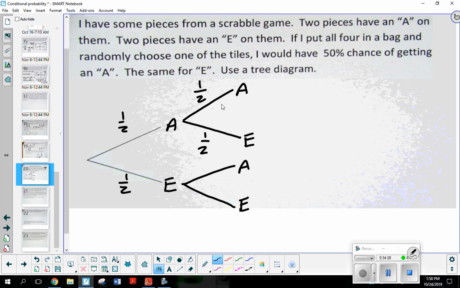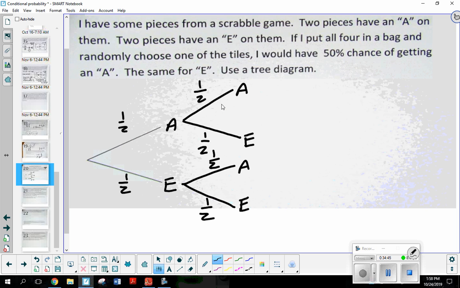1 out of 2. Now remember, one thing I said about every time the branches diverge, that sum total should be what? Should be 1. It should be the whole. A half plus a half. Same thing over here. Half, half. Okay.